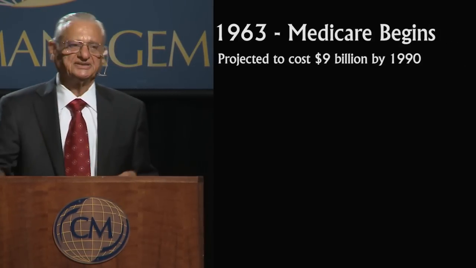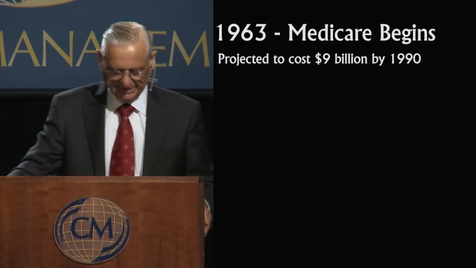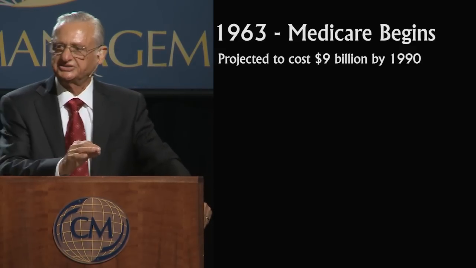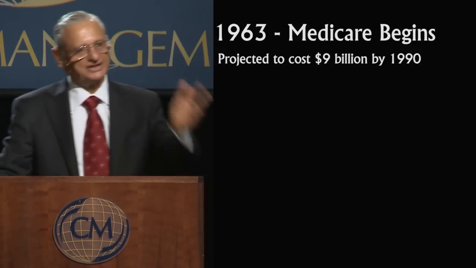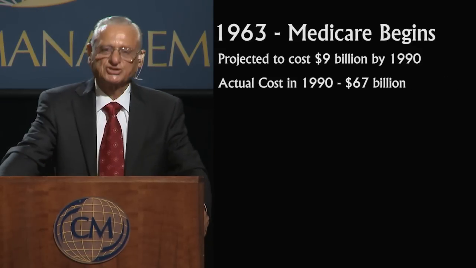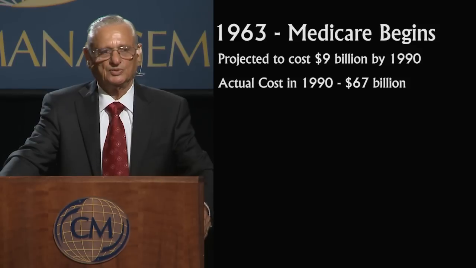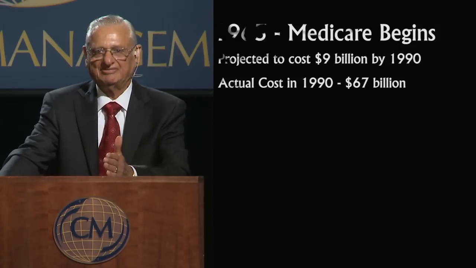Let me give you an example. In 1963, they started off Medicare, and they projected that by 1990, the Medicare cost would be $9 billion. So in 1963, 30 years ahead, they said it'd be about $9 billion. The actual cost at that time was $67 billion. So it went from $9 billion to $67 billion.